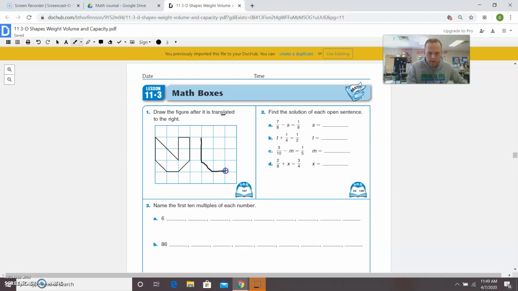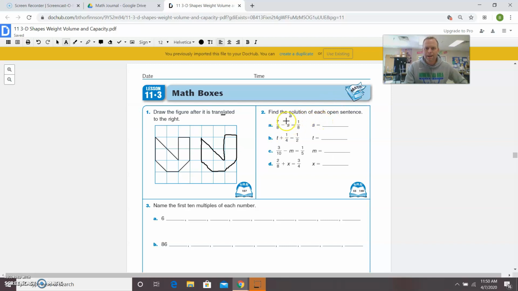Please draw it better than I am drawing it. Up, over, down to, and diagonal up. Translated. Okay, make sure yours is neater than mine. Okay, so coming over here, remember you have to convert fractions. So we're going to go ahead and convert this fraction.